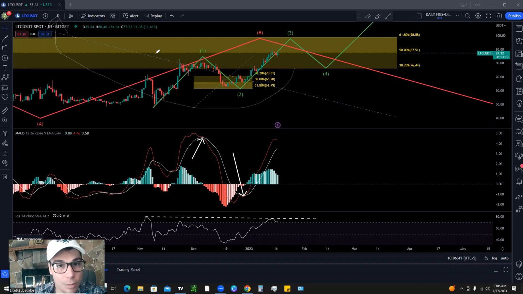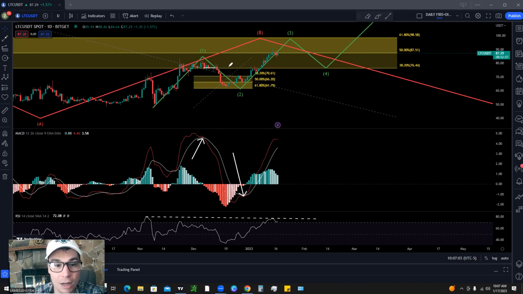The MACD is most effective on the daily, but you can use it on the weekly as well and other time frames too. So what we need to be cautious of, if we want to see continued upwards momentum, is we don't want to see this MACD red line cross below the white line.